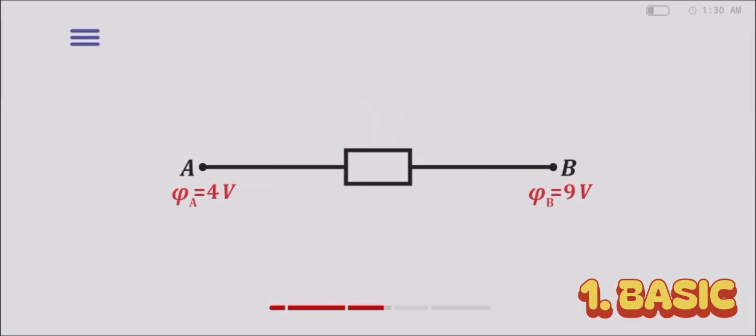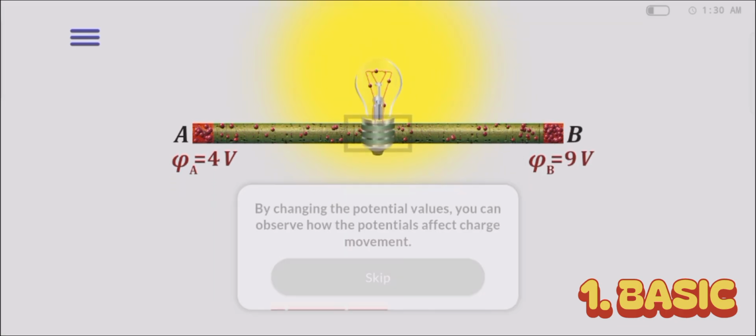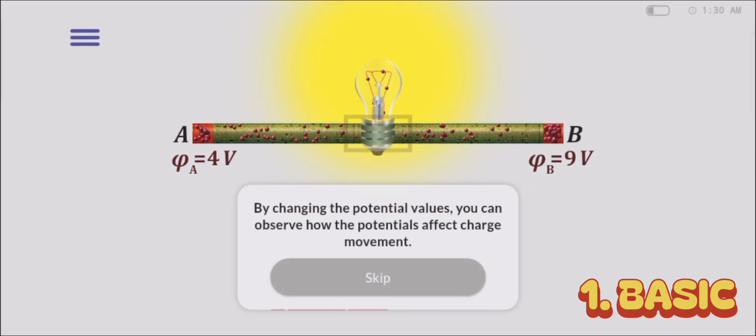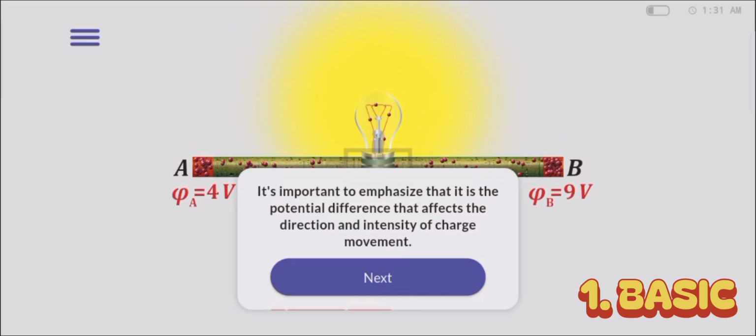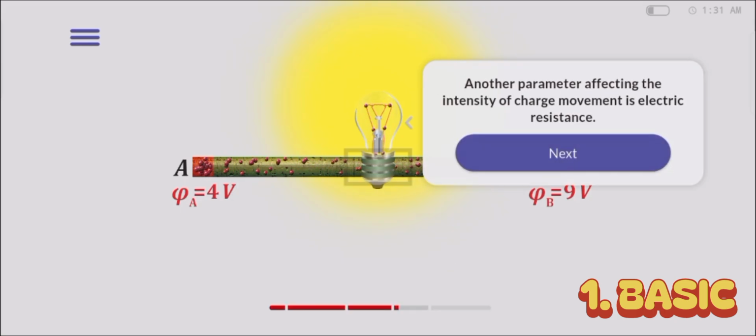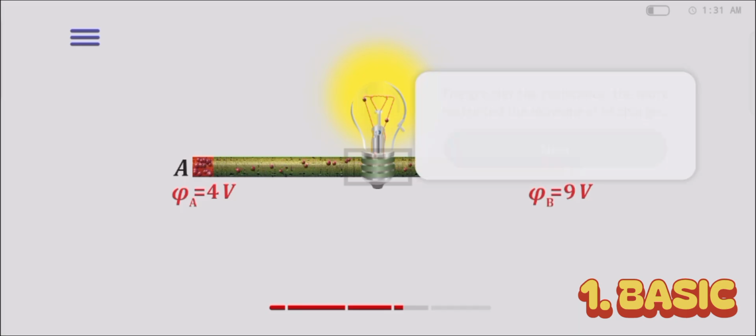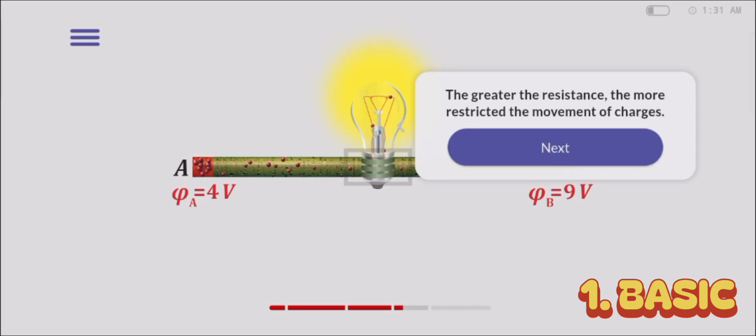What do you think is the direction of electric current? Not quite right. In fact, current always flows from higher potential to lower potential. By changing the potential values, you can observe how the potentials affect charge movement. It's important to emphasize that it is the potential difference that affects the direction and intensity of charge movement.